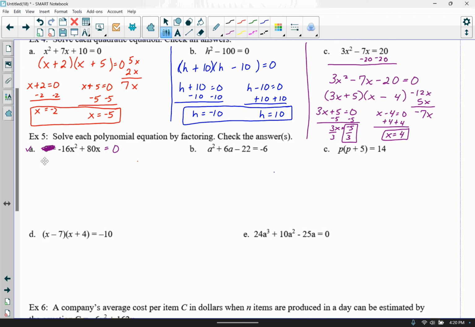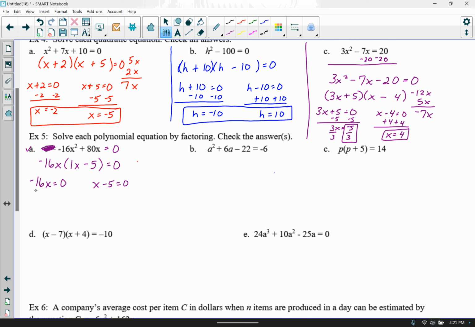They both have a 16 in common, and let's go ahead and pull out a negative 16, and they both also have an x in common. So now write what I have left over. If I pulled out a negative 16, then that's going to leave me with a positive 1x. Negative 16 times what gives you a positive 80? It has to be a negative 5, and I already have my x. Now both of these factors, negative 16x and x minus 5, have letters with them, so they both get set equal to 0.